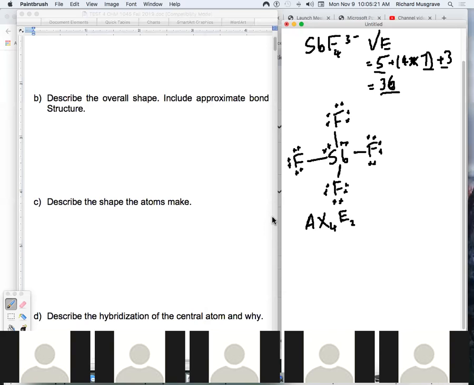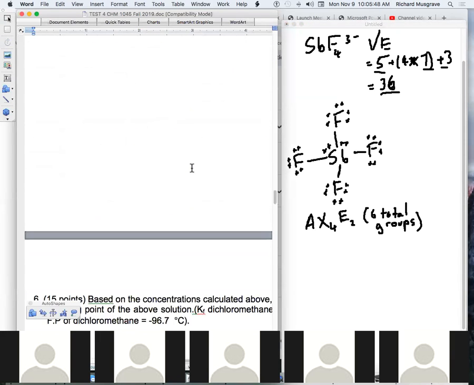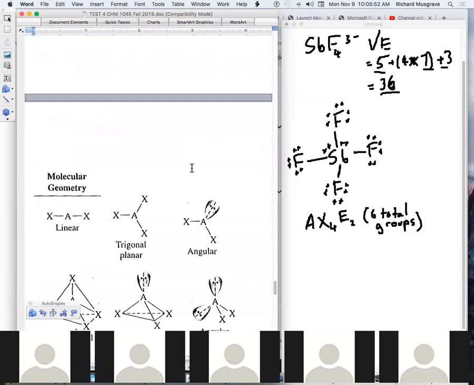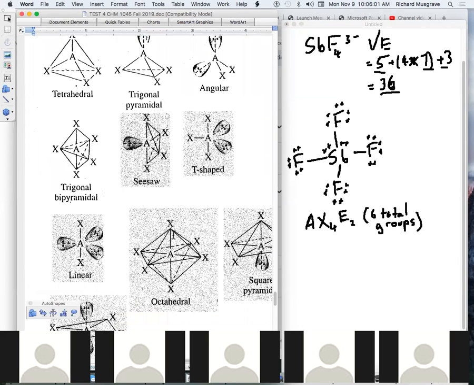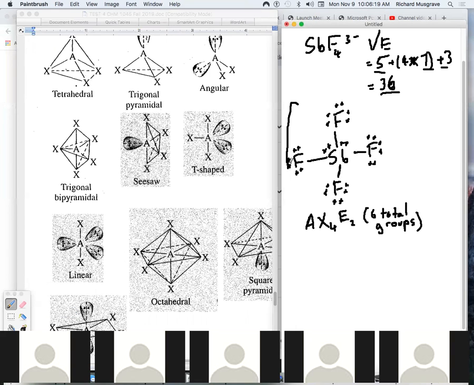Now we're looking for the overall shape. That means there are six total electron groups, six things that take up space. If we look at this diagram here, because you'll have access to it on the test as well, you're looking for the overall shape that describes the situation where you have six things attached. What you're effectively doing is pretending that the electron groups are like atoms. One other thing I forgot to do: put the structure in square brackets and put a negative three on the outside, sorry about that.